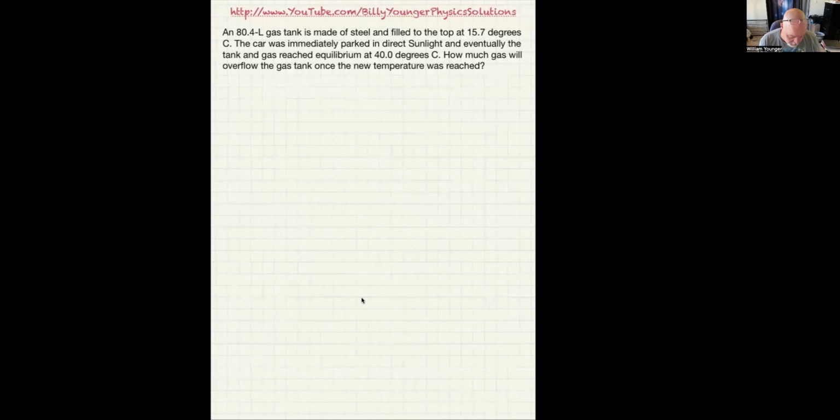All right, so now we have the problem visible on your screen and on my iPad screen as well. It says an 80.4-liter gas tank is made of steel and filled to the top at 15.7 degrees Celsius. The car was immediately parked in direct sunlight, and eventually the tank and gas reached equilibrium at 40.0 degrees Celsius. How much gas will overflow the gas tank once the new temperature is reached?